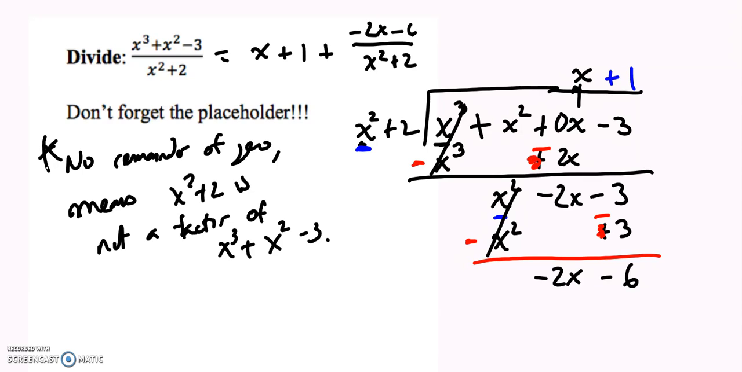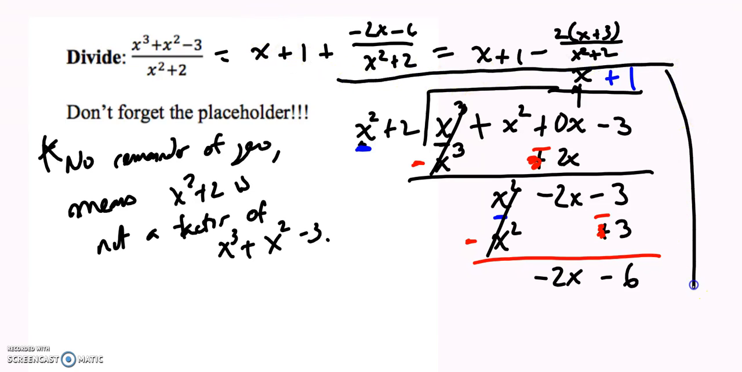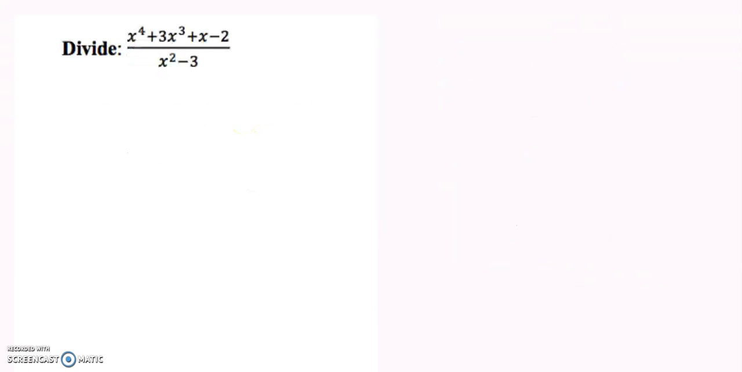Now, I should also note that we could rewrite this as x plus 1. I could take out a minus out of both terms in the numerator, so I get minus. I could also take a 2 out of both terms in the numerator, so I could get minus 2, and then x plus 3 divided by x squared plus 2. And I do apologize for writing right over the part of the problem that we just did. So there it is separated. Either one of these answers would be fine. Please go on and pause the video and try this problem on your own. Good luck.